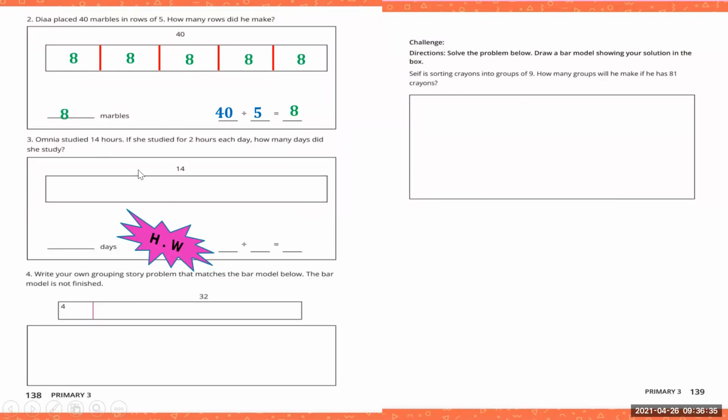Here you can do it by yourself. It's very easy. Omneya studied 14 hours. If she studied 2 hours each day, we will divide 14 by 2.